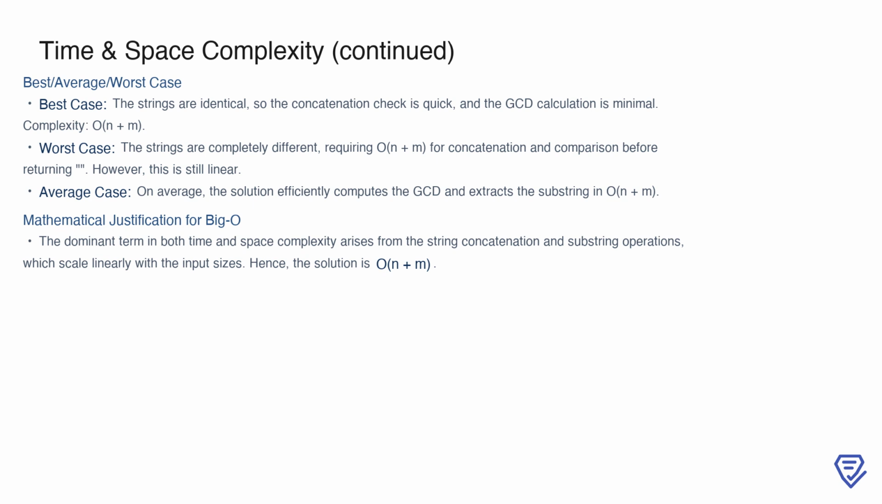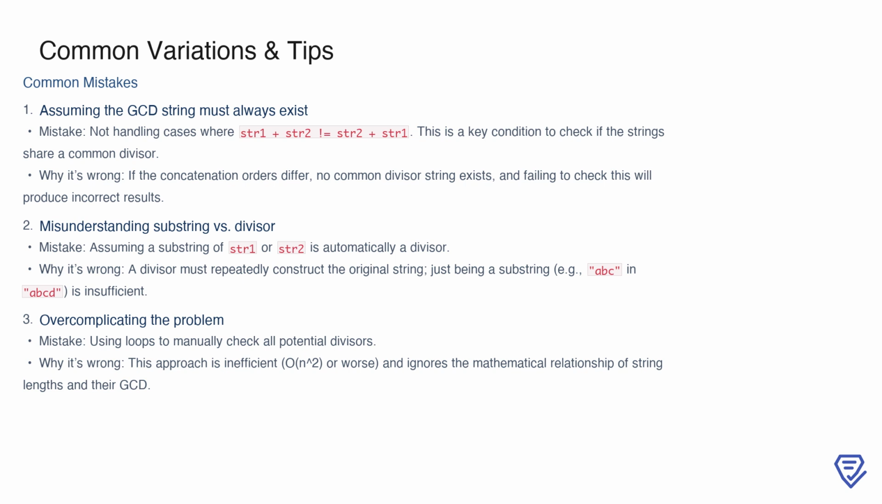On average, the solution efficiently computes the GCD and extracts the substring in O(n + m). Mathematically, the dominant term in both time and space complexity comes from the string operations, which scale linearly with the input sizes. As a result, the overall complexity is consistently O(n + m), making this approach robust and optimal for this problem.